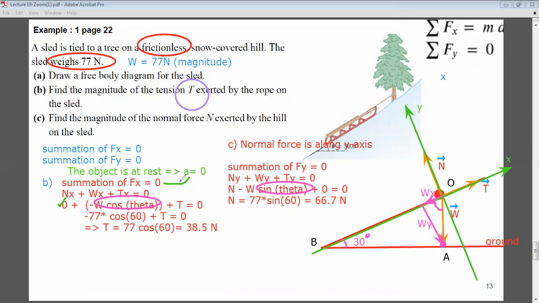I get the tension. For the normal, I have to do the same thing, but along the y-axis. So summation of Fy equal to 0: Ny plus Wy plus Ty equal to 0, and Ny minus W sine theta equal to 0. So N equals 77 sine 60, and this is equal to 66.7. I hope now it's clearer as I'm repeating it for the second time. So this is Newton's second law. This is what we will be dealing with.